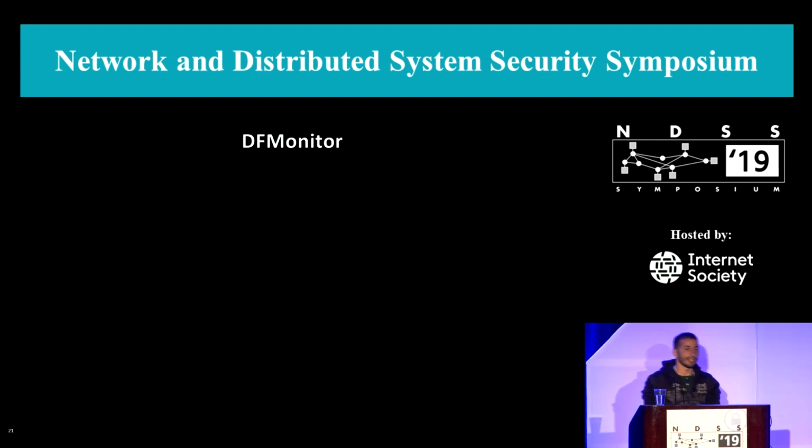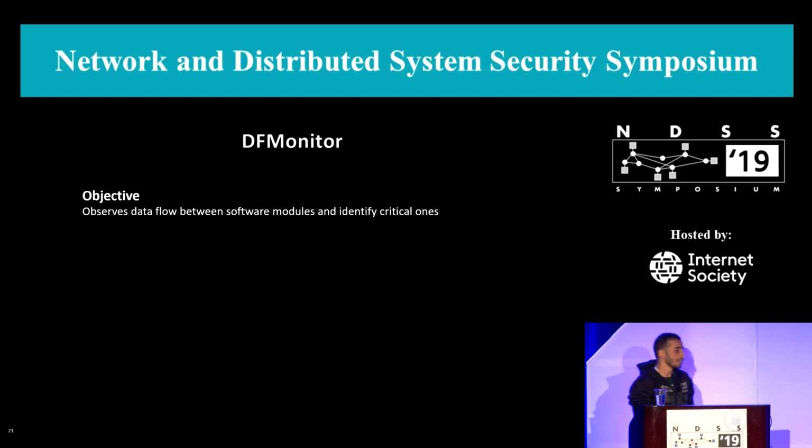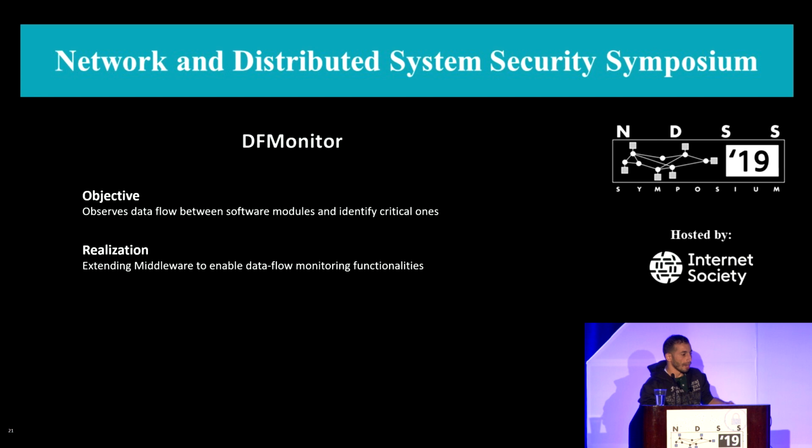So for the DF monitor functionality, the objective of the DF monitor is to identify those critical modules that influence the generation of the data that we care about, so the data that is exchanged between the devices for their interaction. This is realized by modifying the uORB to monitor and record the interaction between modules and thus identify those modules.